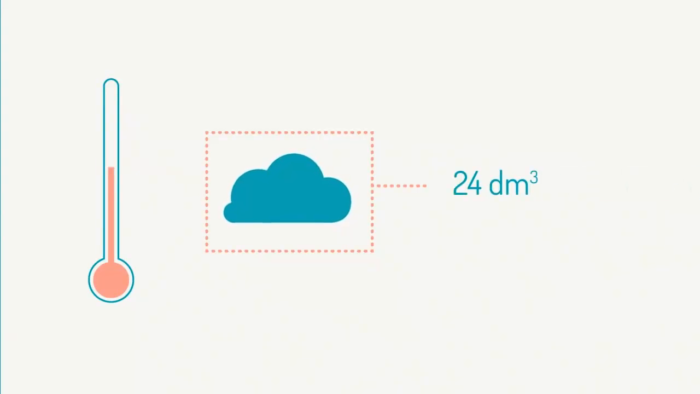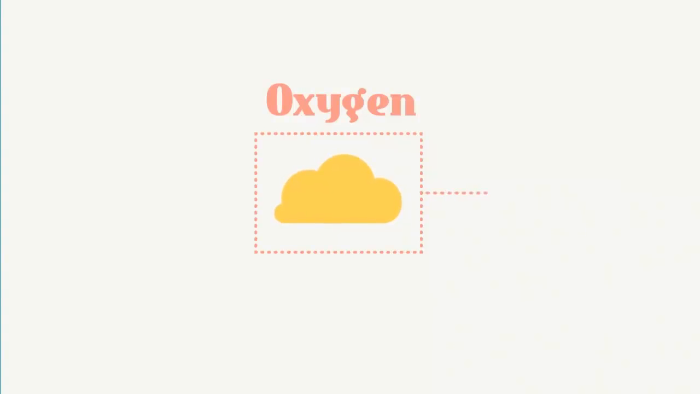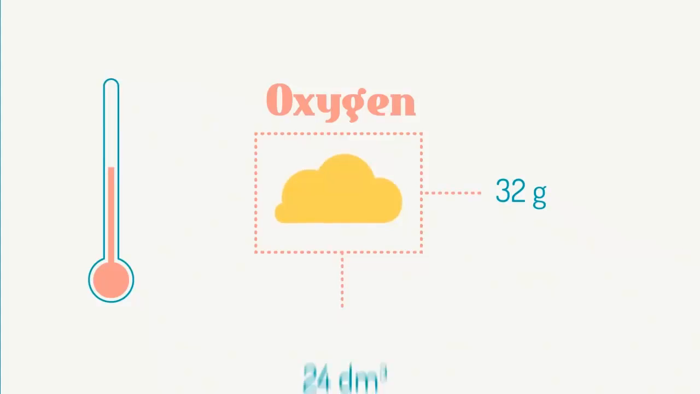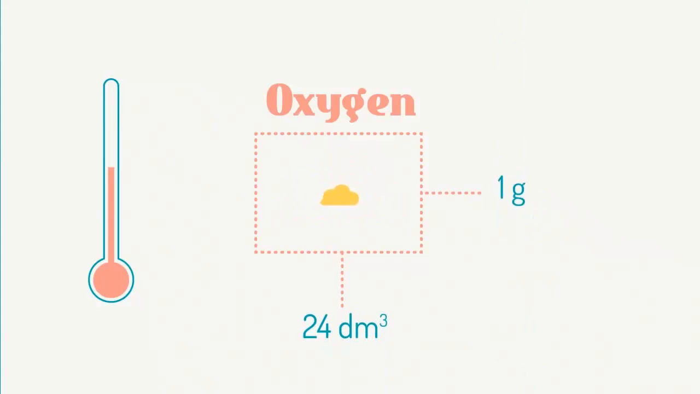Okay, so let's look at what we already know. We know that 1 mole of any gas at room temperature occupies 24 decimeters cubed. 1 mole of oxygen gas, O2, has a mass of 32 grams. So, 32 grams of oxygen gas at room temperature occupies 24 decimeters cubed. Therefore, 1 gram of oxygen gas at room temperature occupies a volume of 24 divided by 32 decimeters cubed.